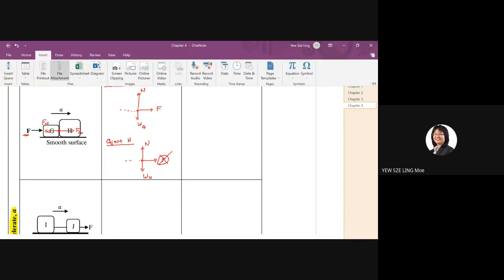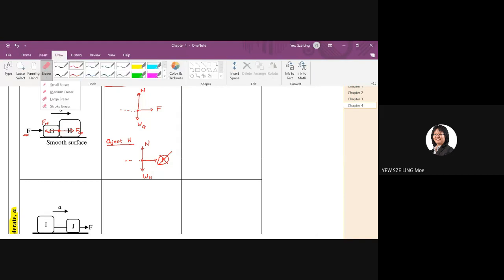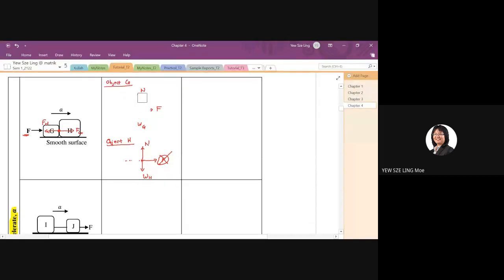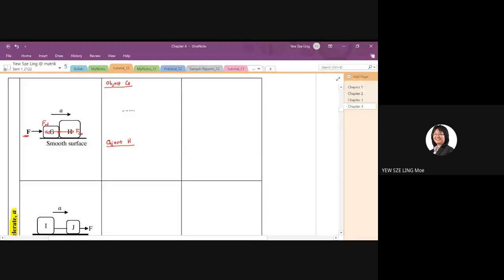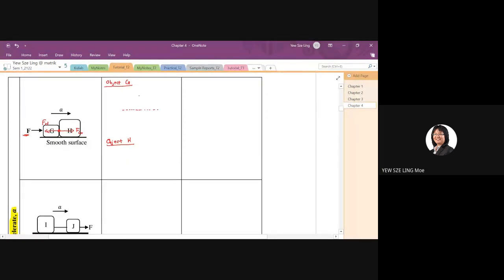So now let's see. How am I going to draw it? Both diagrams are incorrect. So let's begin with object G. For object G, I first have an X and Y plane.